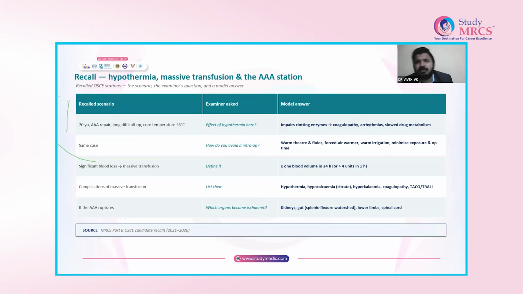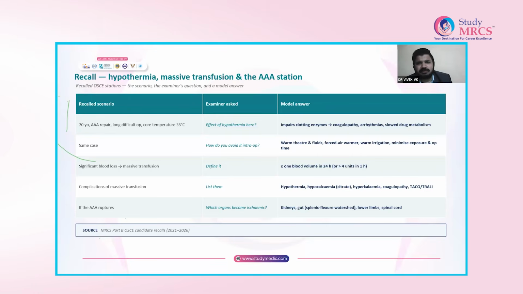It will impair the clotting enzymes, causing coagulopathy, arrhythmia, etc. In the same case, how do you avoid intraoperative hypothermia? You have to warm the theatre, use warm IV fluids, use a forced air warmer, warm irrigation, and minimize the exposure and operative duration.